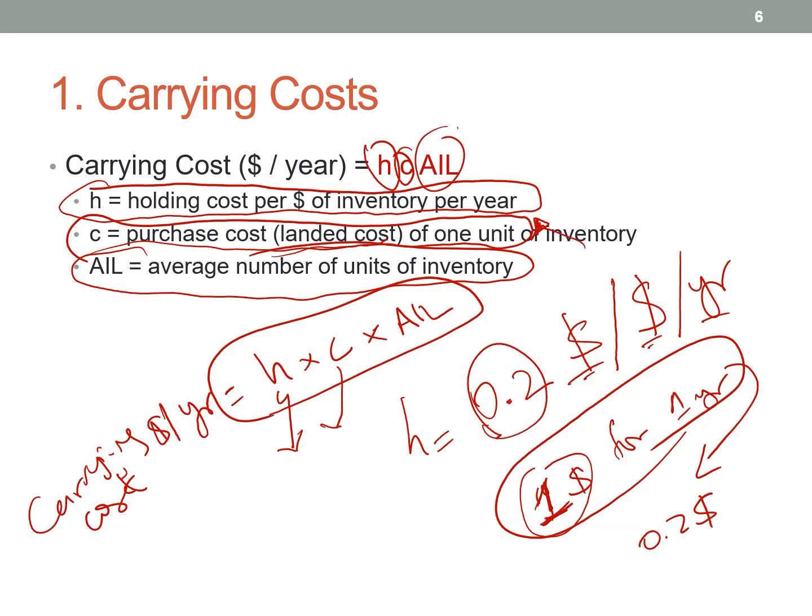And then C, we know from the purchase price and the transportation expense and whatnot, is the landed cost of the item in our facility where we are holding the inventory. So if I have 1 unit of inventory in my warehouse, C is how much money I spent to get that 1 unit of inventory in the warehouse. And then AIL is how many units on average I have in my warehouse. So H times C times AIL gives me the average carrying cost of inventory in dollars per year.